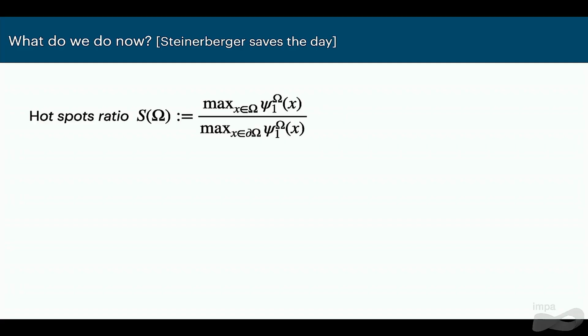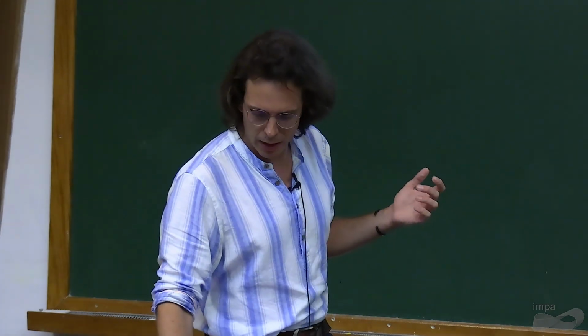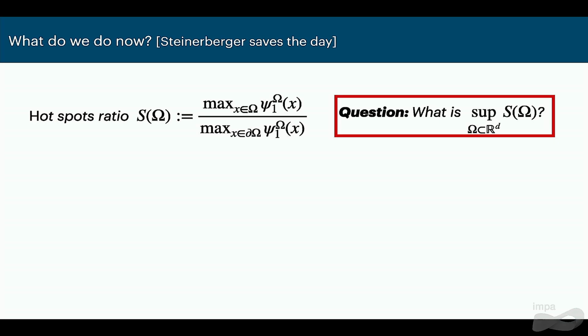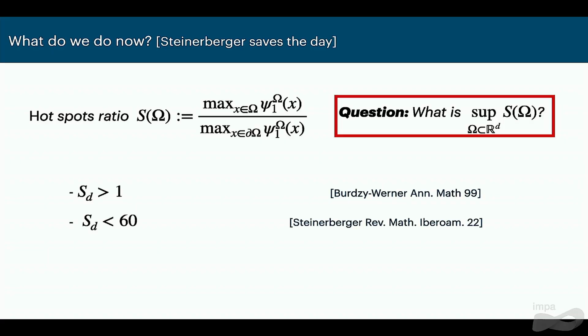If the conjecture was true, this would be 1. But maybe we can see which is the worst domain, or how false it is in a certain dimension. We can ask ourselves, how bad can this be? We can't violate our intuition by a lot. And we know that we can violate it a bit. But Steinerberger shows us that we can only violate it by at most a factor of 60 in any dimension.